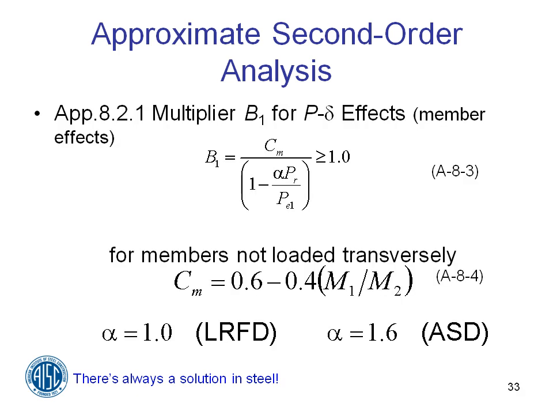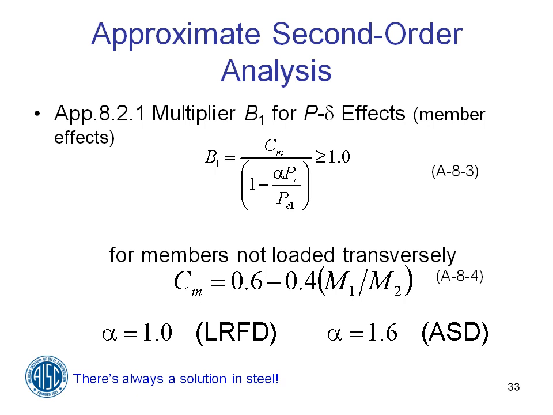So let's look at the B1 multiplier for the member effect. B1 is equal to C sub m over the quantity 1 minus alpha P_r over P_e1. And if you think about what you use in the interaction equation if you were using the 1989 AISC specification, there was a multiplier in there, C sub m over 1 minus f_a over F prime e. This is the same kind of thing. C sub m is a constant that accounts for the moment gradient along the member.